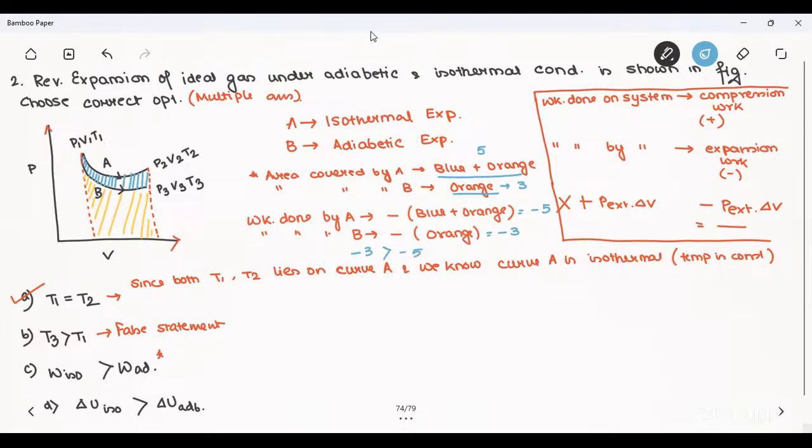Can I write like this? Yes, ma'am. Obviously this statement becomes false. It is a false statement.